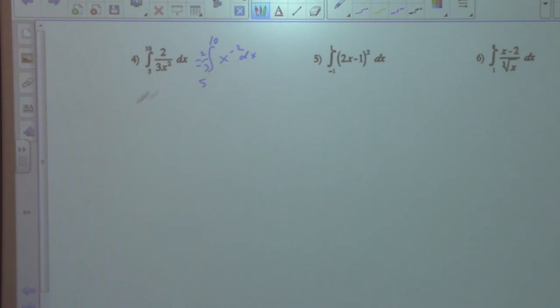Go ahead and do number 4. I think that's probably as far as the class will go before your homework assignment for the day. Which one are you doing? 4. Okay. Gavin, you have 4 done? No. Okay. All right.